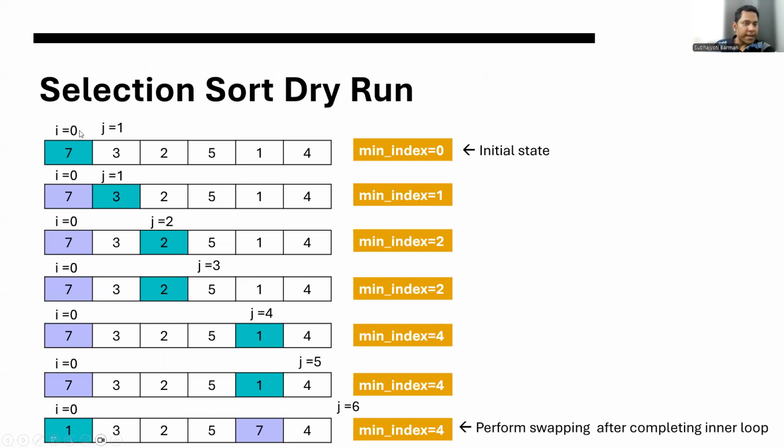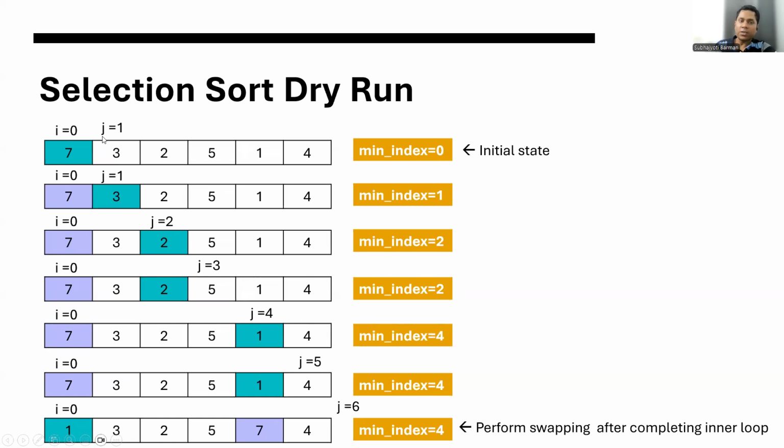So initially we will set the value of i equal to 0. My inner for loop will run for j equal to 1 to j equal to 5. When j becomes 6, we will stop the iteration within our inner for loop. At the initial state, we will consider that min index equals the value of i. So initially, we will consider that the minimum element is present in index 0.